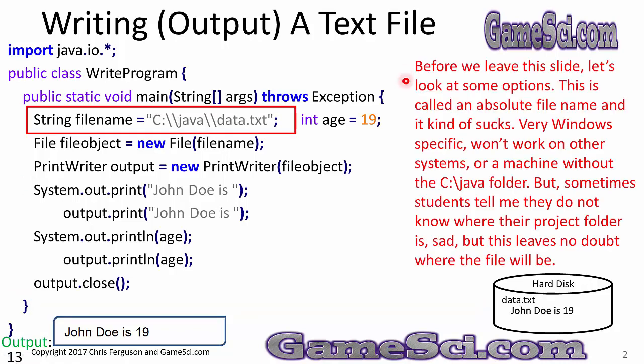Before we leave this slide, let's look at some options. This here in the red box is called an absolute file name. And it kind of sucks. It's very Windows specific. It won't work on other systems or another machine without the C:\Java folder. But sometimes students tell me they don't know where the project folder is. That's sad. But this leaves no doubt where the file will be. It will be on the C drive in the Java folder.